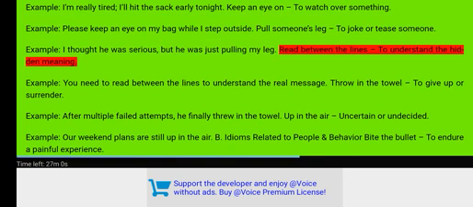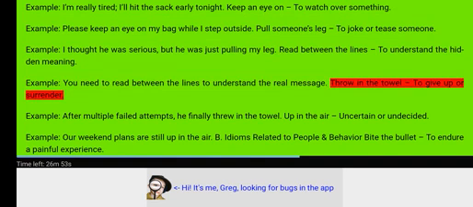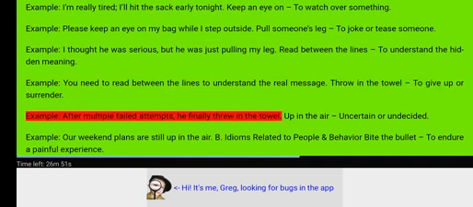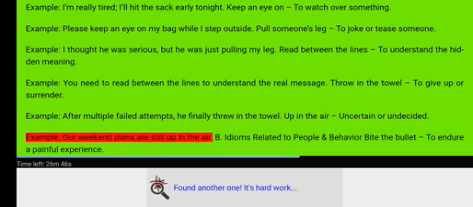Read between the lines: to understand the hidden meaning. Example: you need to read between the lines to understand the real message. Throw in the towel: to give up or surrender. Example: after multiple failed attempts, he finally threw in the towel. Up in the air: uncertain or undecided. Example: our weekend plans are still up in the air.